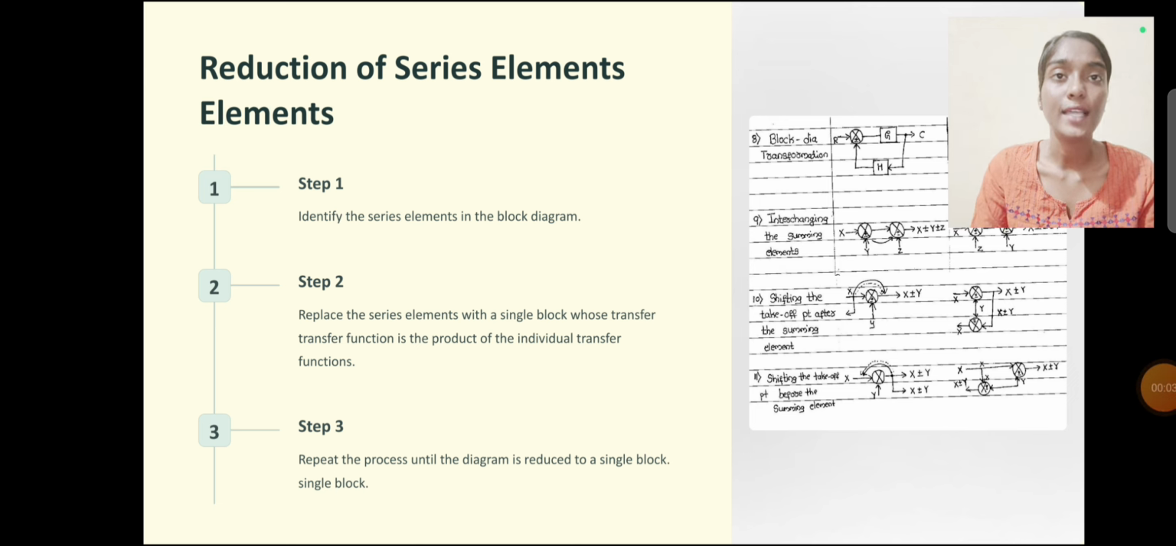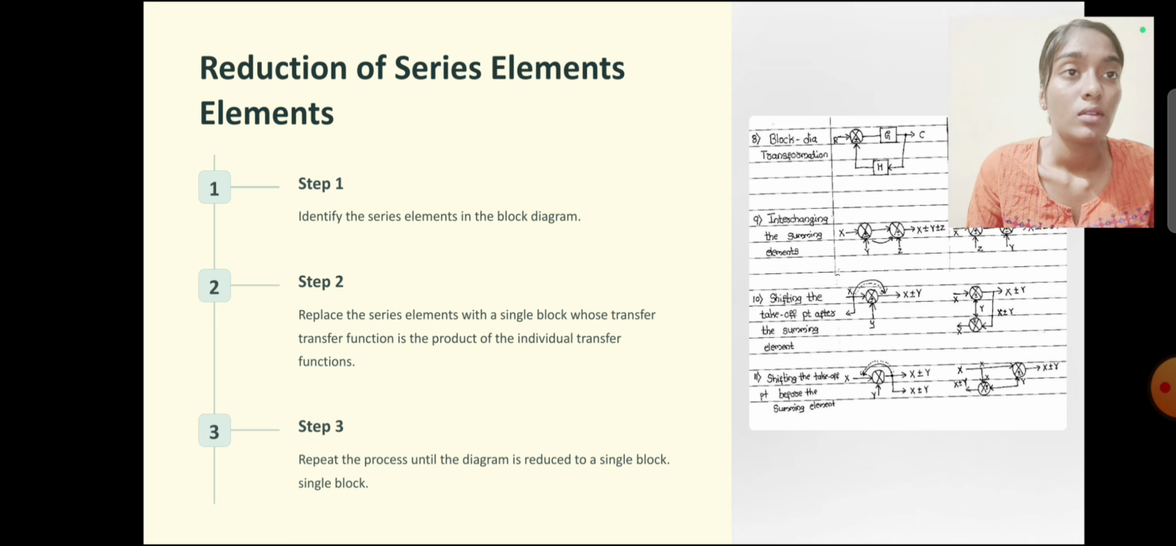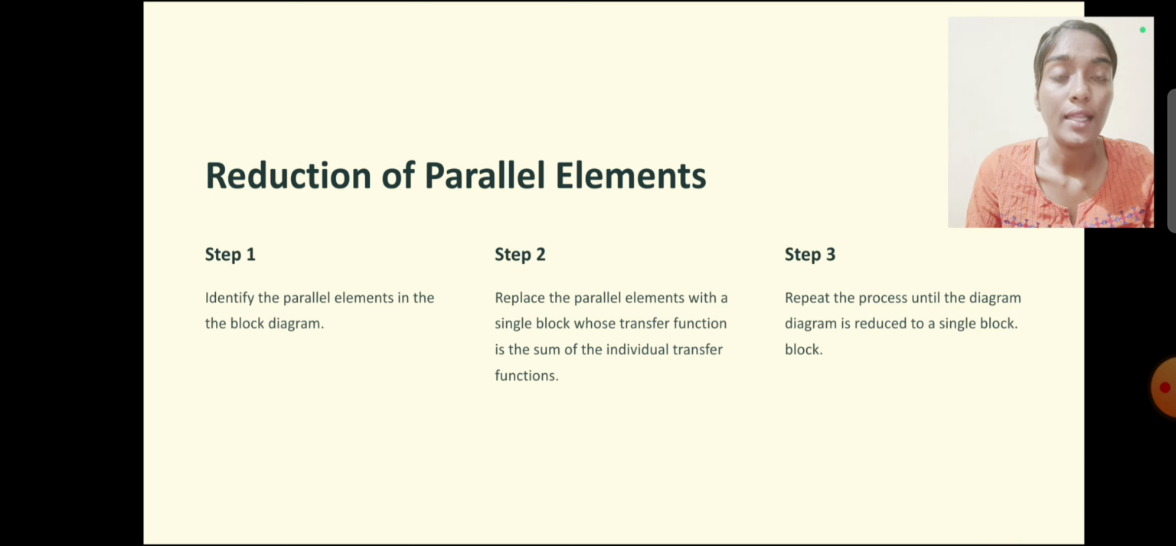Reduction of series elements. Step 1. Identify the series elements in the block diagram. Step 2. Replace the series elements with a single block whose transfer function is the product of the individual transfer functions. Step 3. Repeat the process until the diagram is reduced to a single block. Let's move forward to the next slide.